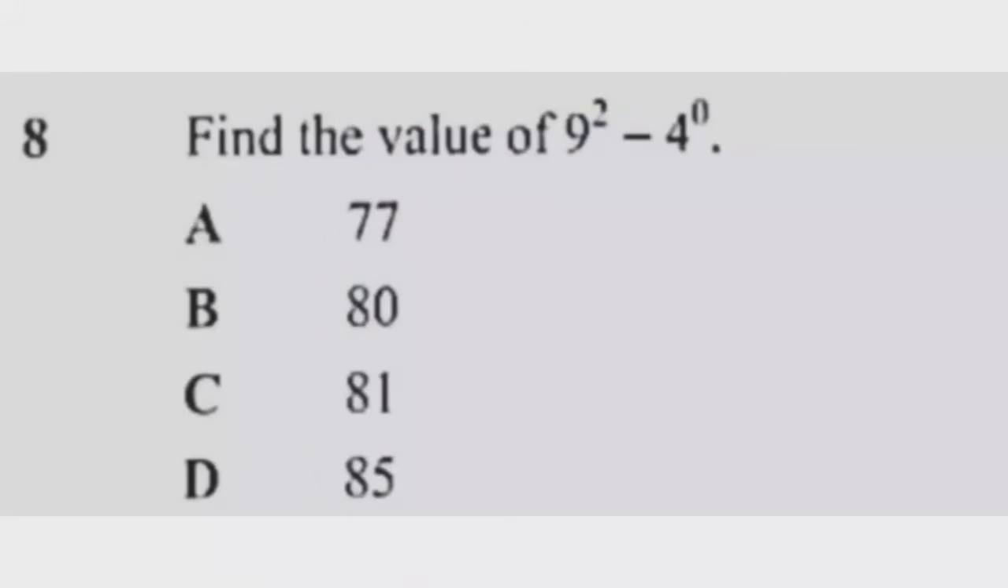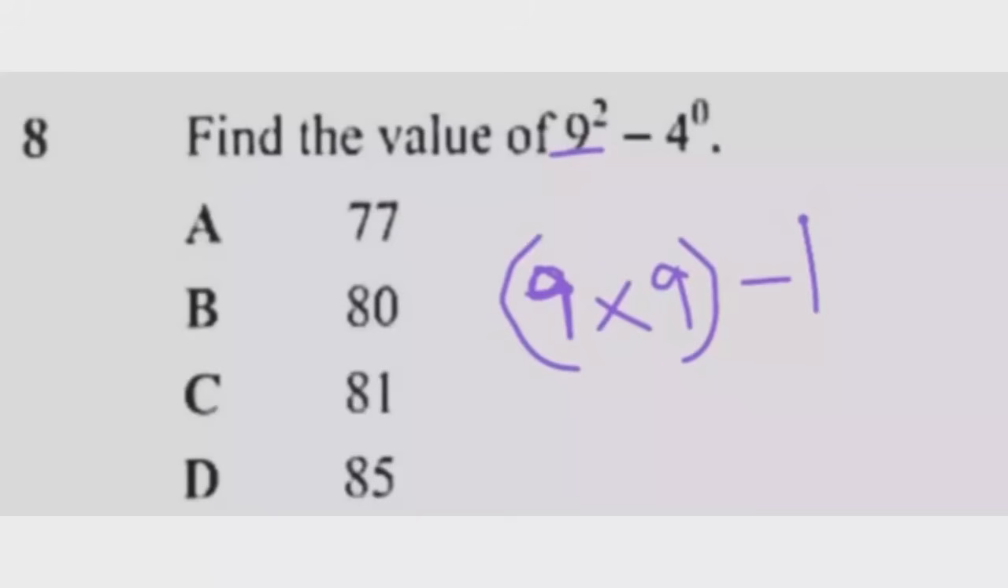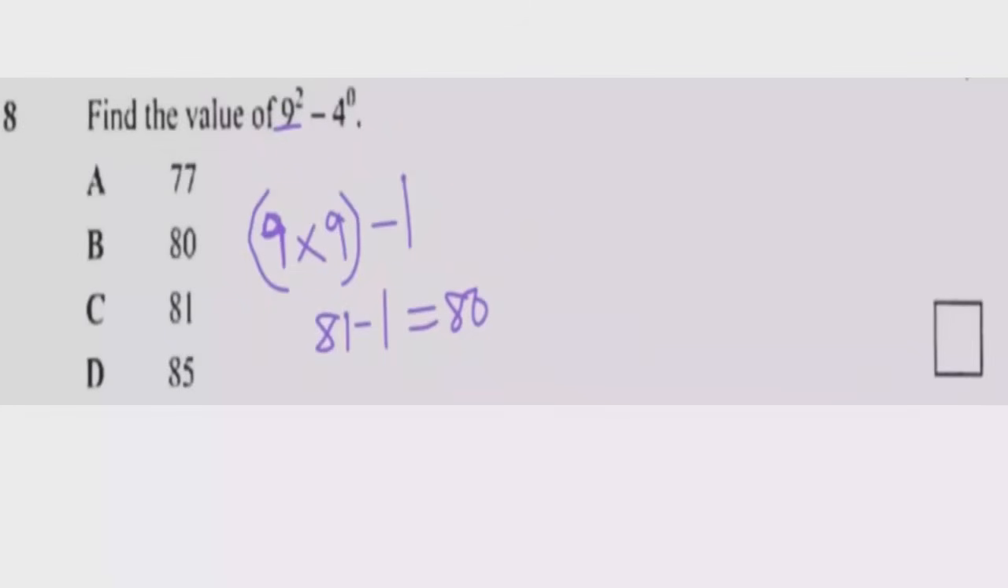Question 8, which is: find the value of 9 squared minus 4 raised to the power of 0. We expand 9 squared, which is 9 times 9, minus any number raised to the power of 0, which is 1, so it's minus 1. When we calculate, 9 times 9 gives us 81, minus 1. So 81 minus 1 gives us 80. So the correct answer is B. There is the box where we indicate our answer, so we write B there.